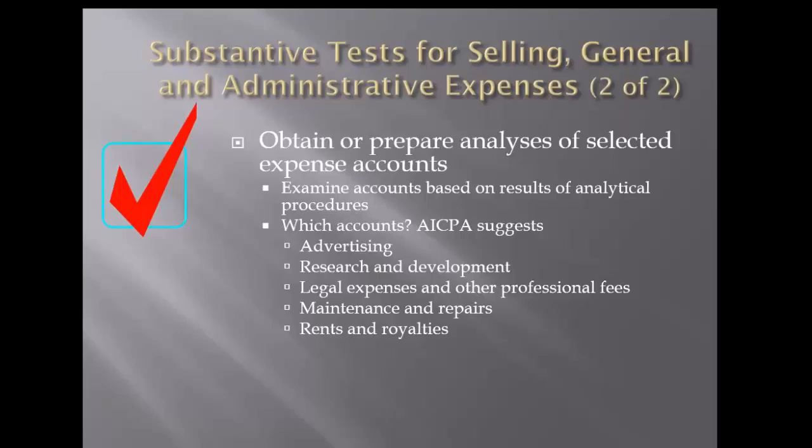We're going to be doing some testing, but considering that as a percentage of sales, if that hasn't changed, we know we're pretty much on target.